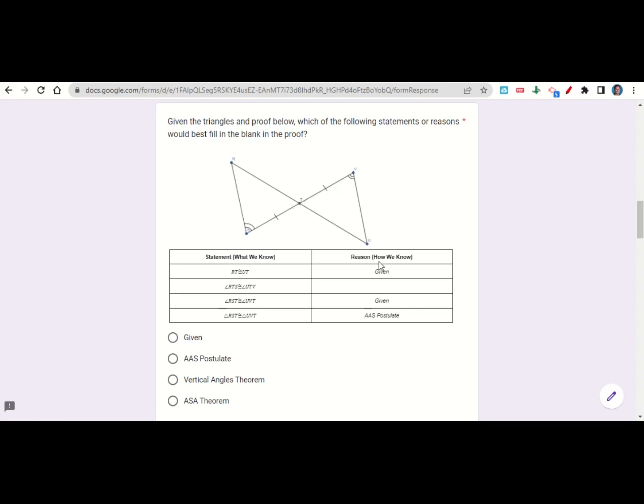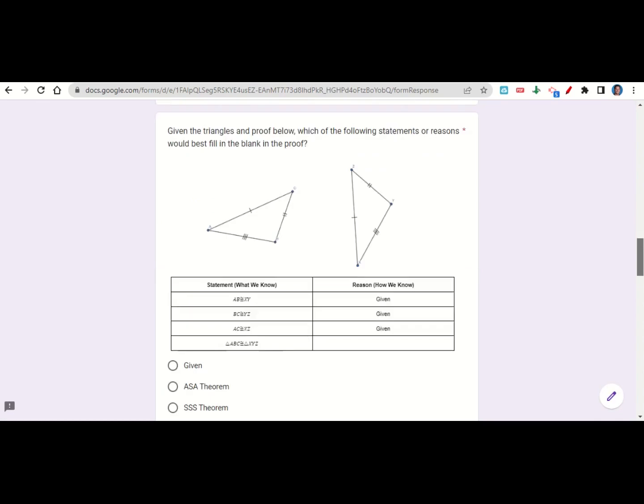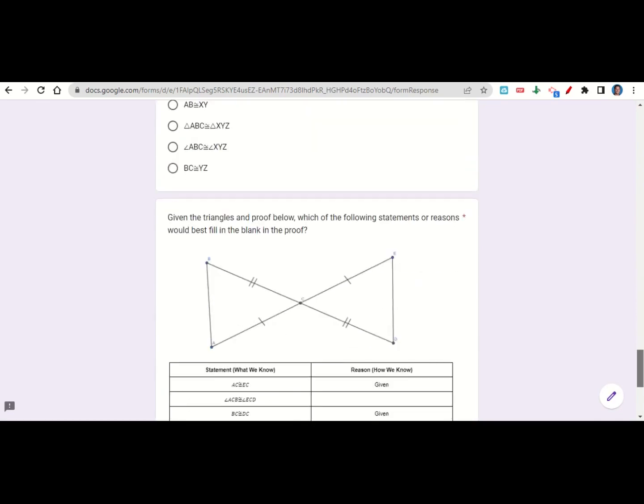There's no markings. So what we should notice is they form an X pattern here with the two triangles. And if we remember back, if we have an X shape, that means that we have vertical angles and that opposite angles are congruent. So this is the vertical angles theorem. And then you'll continue to answer each of these questions until you get to the end of the activity.